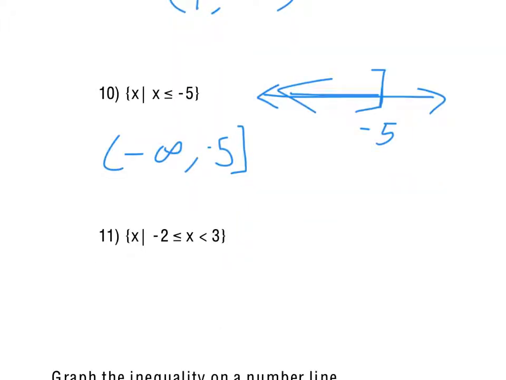And then we get to number 11, which is a compound inequality, or three-part inequality. Again, if you wanted to graph it, that might help you see what's going on. But really we just have a bracket, and then negative 2, and then 3 with a parenthesis showing that it's that interval from negative 2 just to less than 3.